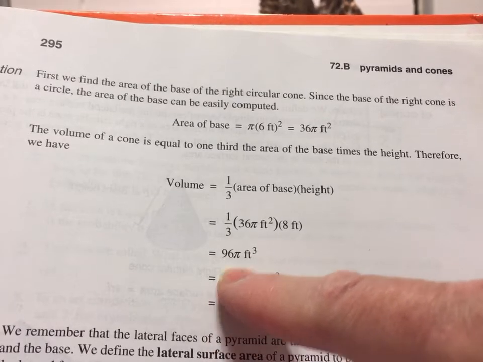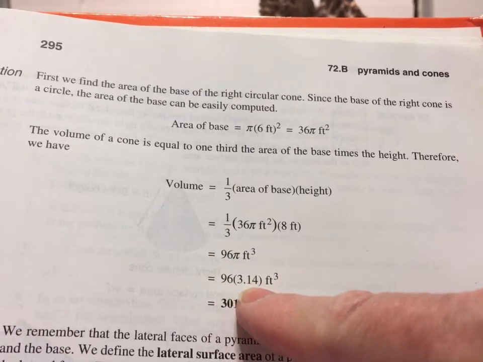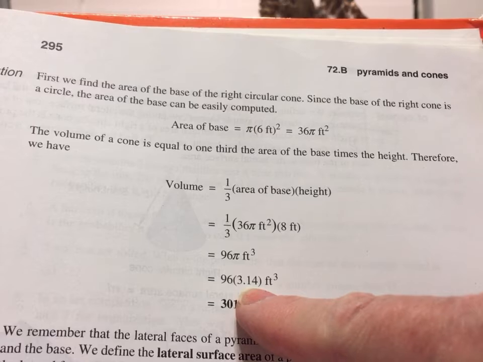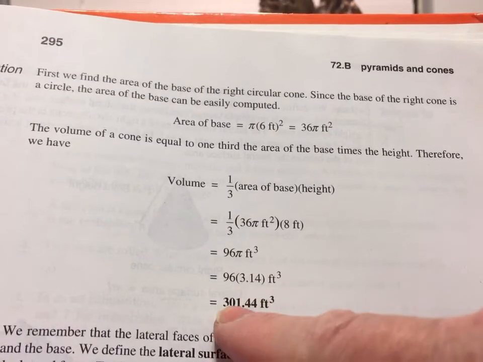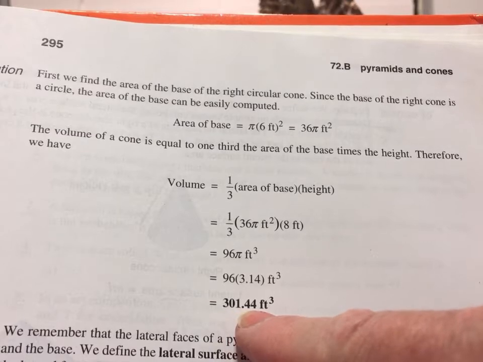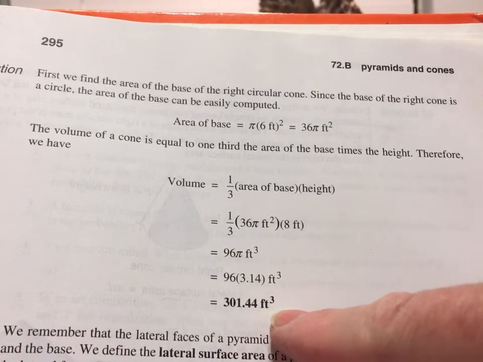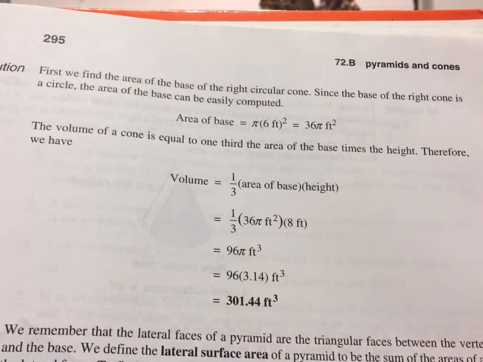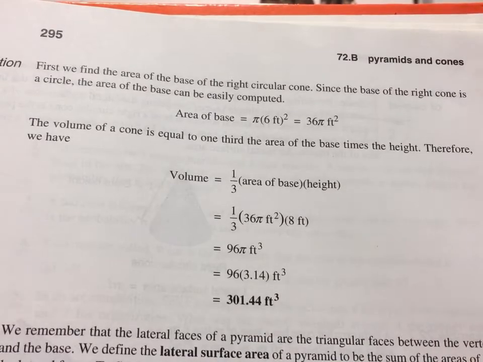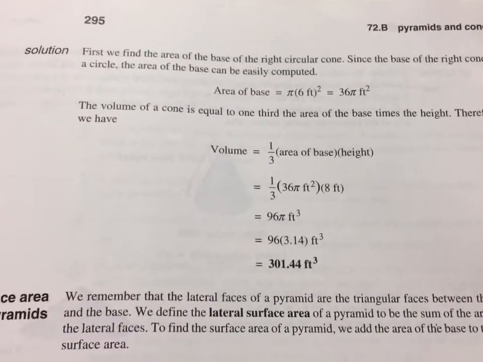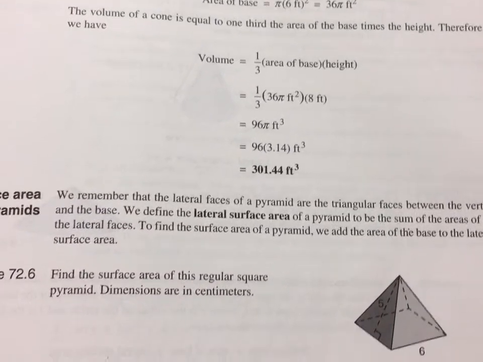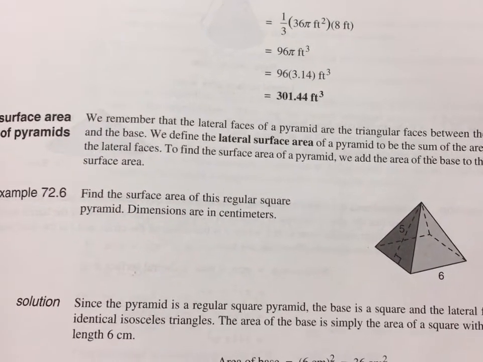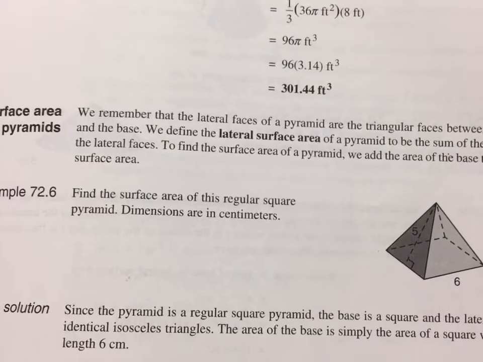And then we're going to substitute in for pi 3.14, which is a very good approximation. 96 times 3.14 is 301.44 feet cubed. All right, so now we're going to look just a little bit more. That was volume. Now we're going to look at surface area of pyramids.